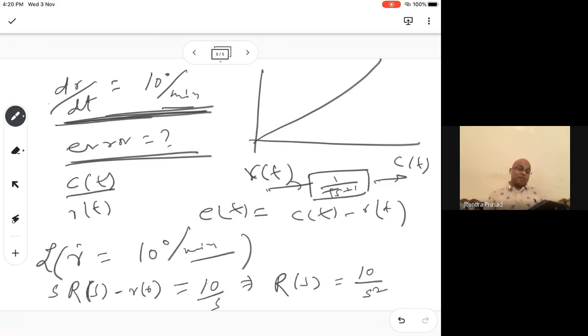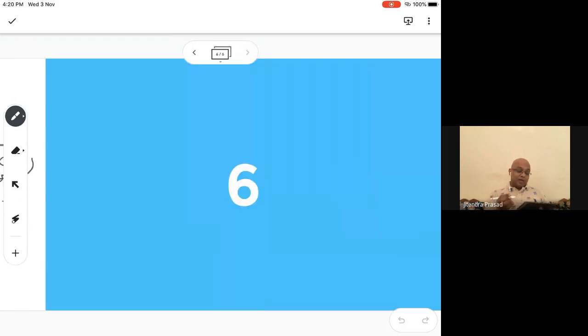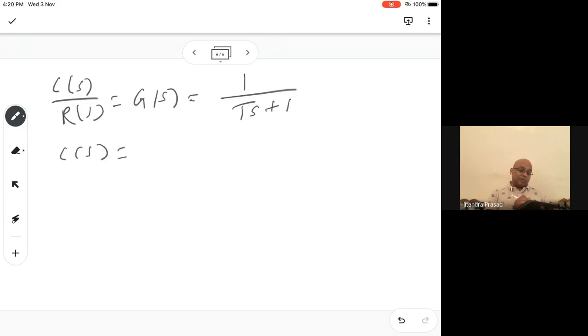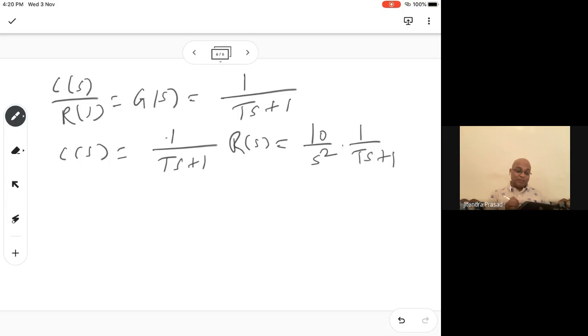Now, given R(s) equal to 10 over S square, you have to find the error. Now you know that C(s) over R(s) is nothing but G(s), which is equal to 1 over Ts plus 1, we know already. And hence C(s) is equal to 1 over Ts plus 1 multiplied by R(s), where R(s), as you know, is equal to 10 over S square. And then you have 1 over Ts plus 1. So this is C(s).